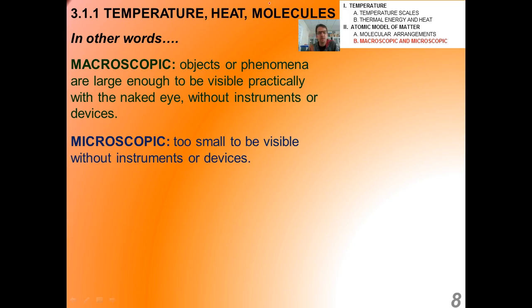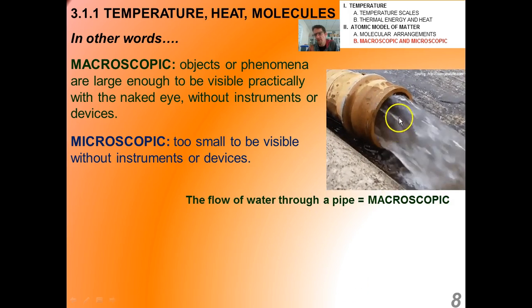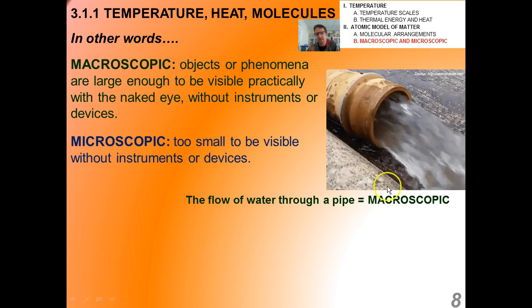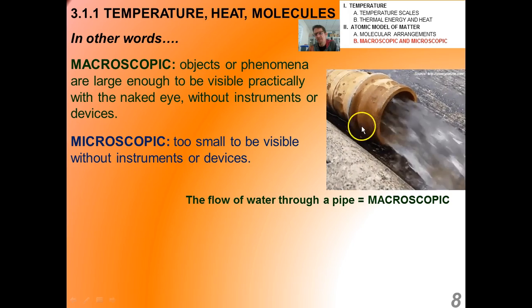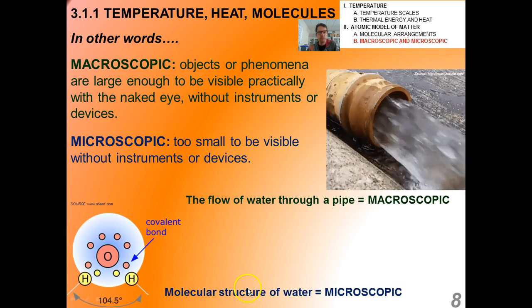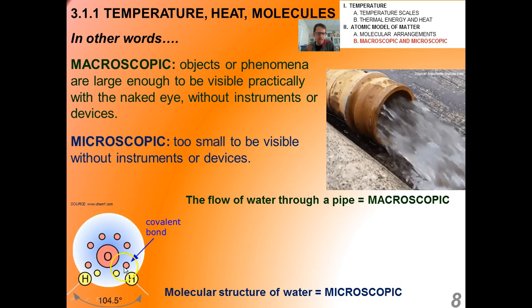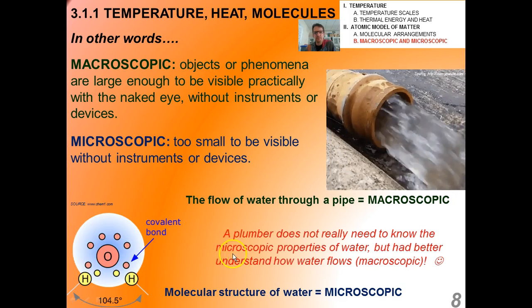Microscopic is too small to be visible without instruments or devices. So for example, the orbital of an electron around an atom, you could never actually see that, right? So that's not macroscopic. That would be microscopic. Another example, the flow of water through a pipe is obviously macroscopic. We can observe that, its velocity, its pressure differential, and so forth. However, the molecular structure of water, talking about the covalent bonds and the angles between them, that's microscopic.